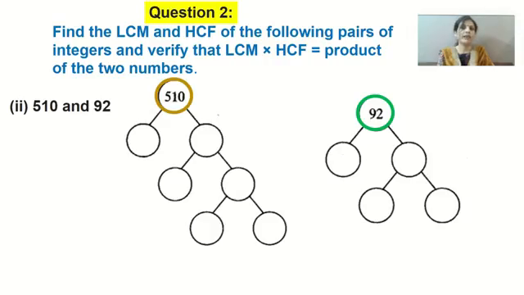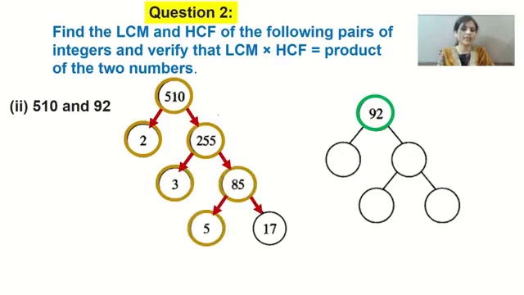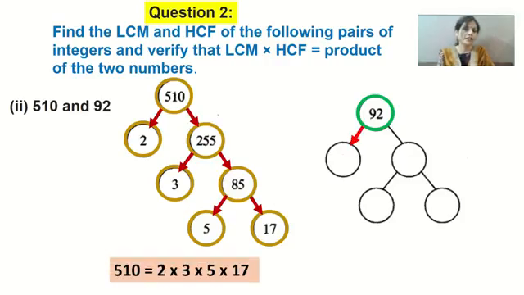So we'll begin with factorizing 510 first. We'll factorize it like 2 into 255. Now for 255 you have to begin factorizing it as 3 into 85. Again you can factorize 85 as 5 into 17, and now these are all prime factors. So you can write 510 in the form of its prime factors as 2 into 3 into 5 into 17.